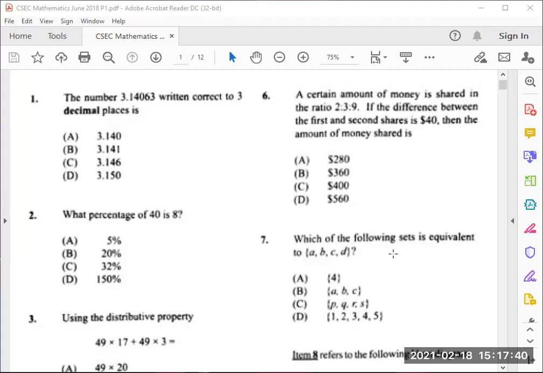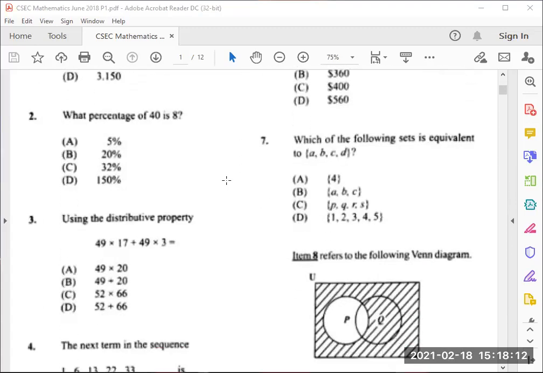What's the answer for number 1? B. All right, Tashela, Sanola says B. Stacy, you say B as well? Yes, sir. All right, so it's 3.141 rather.